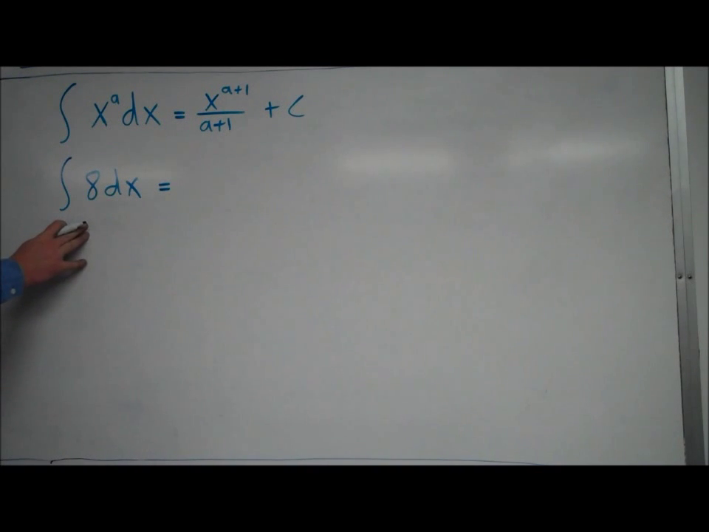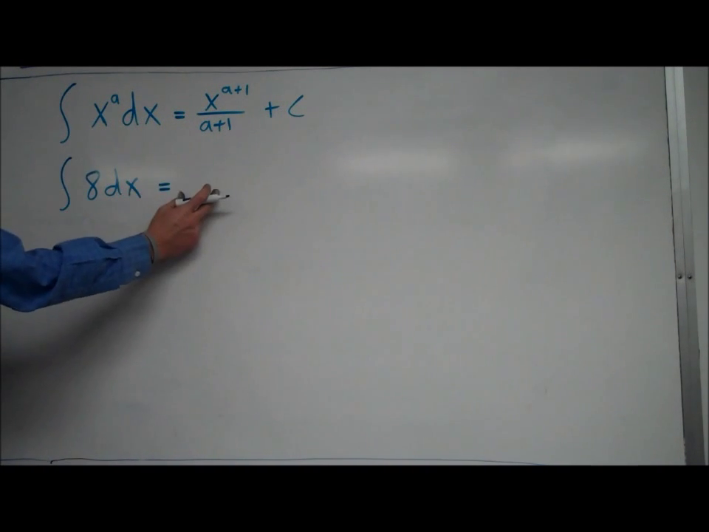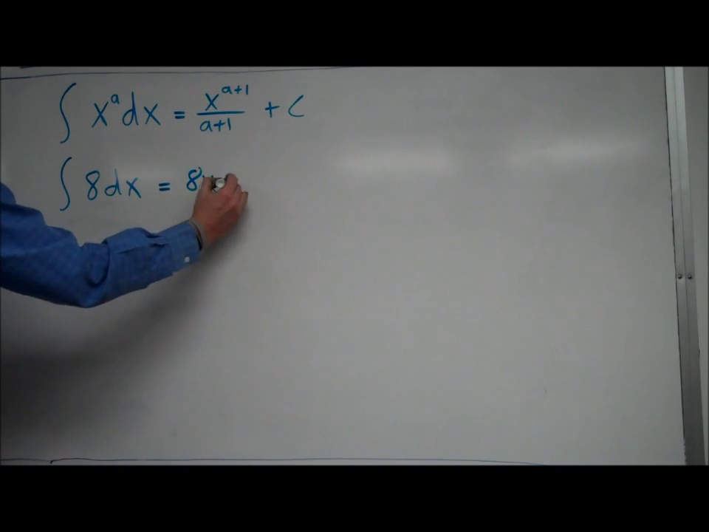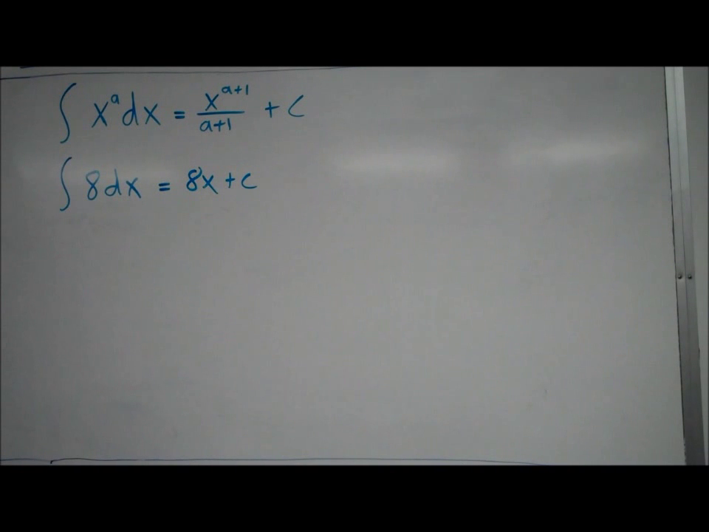Just think of it in a simple way. What function, when I take the derivative of it, becomes 8? And it would just be 8x plus c. So any constant, whenever you have a constant there, you just essentially are adding an x with it, or whatever variable you're using. I've always used dx here, but you could have d theta, you could have dt. There's different variables you could use besides x.